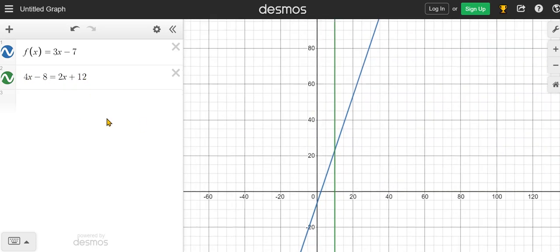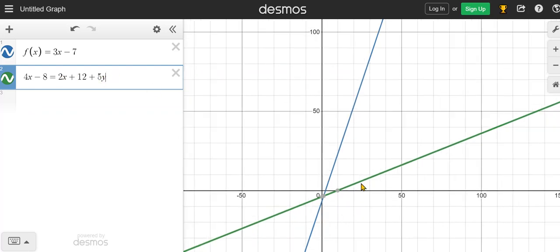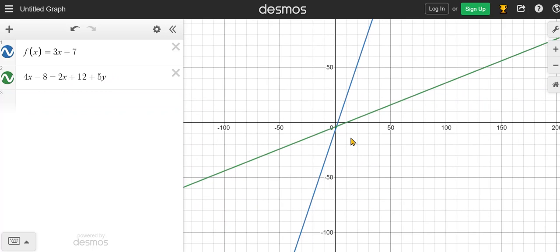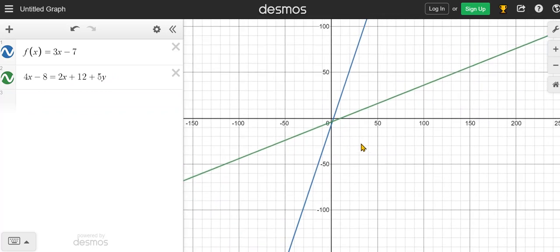If I wanted to put a y in here, let's say I put plus 5y. Now I have two variables. And notice that as complicated as this equation is, Desmos has no problems graphing it. On some programs, including graphing calculators, you usually have to solve it for y first. You do not need to do that with Desmos.